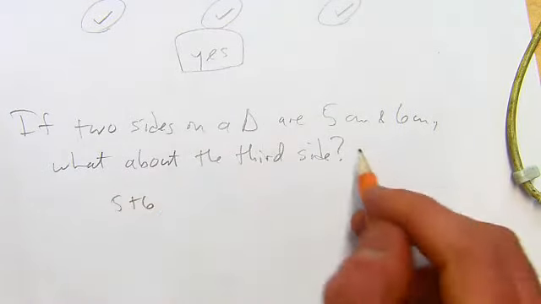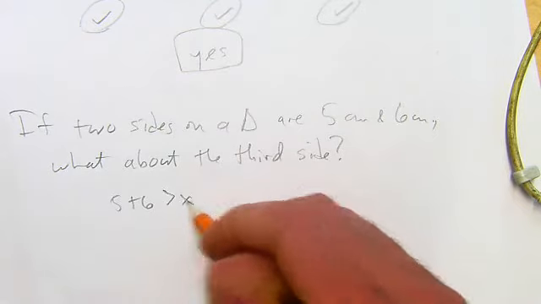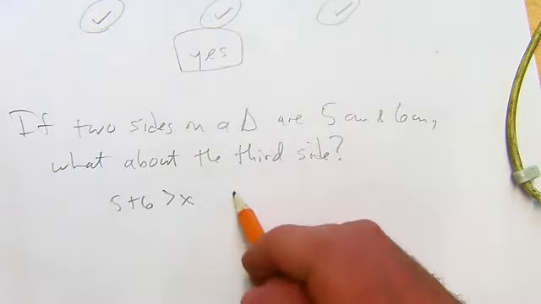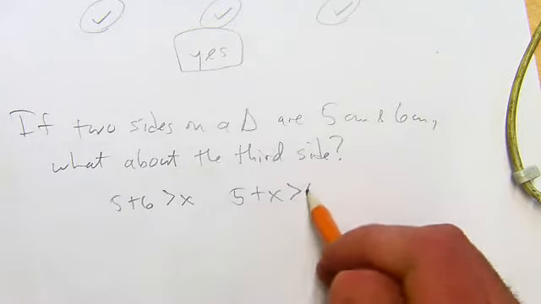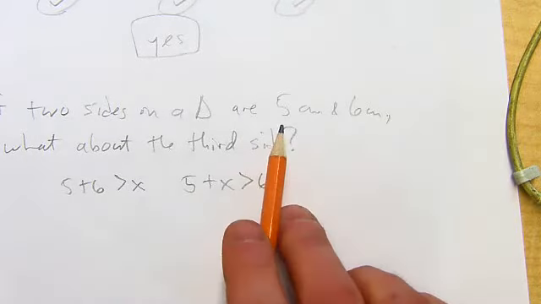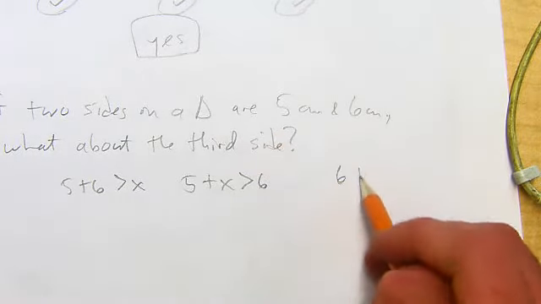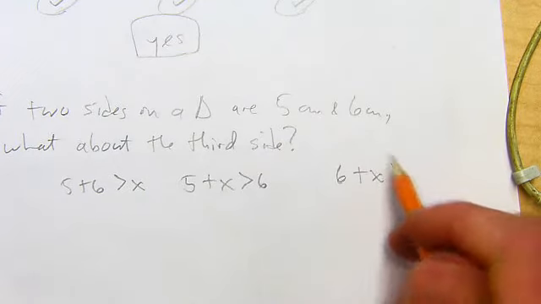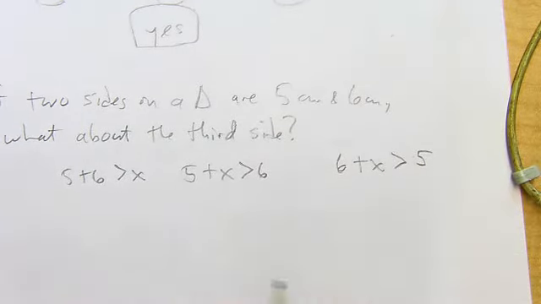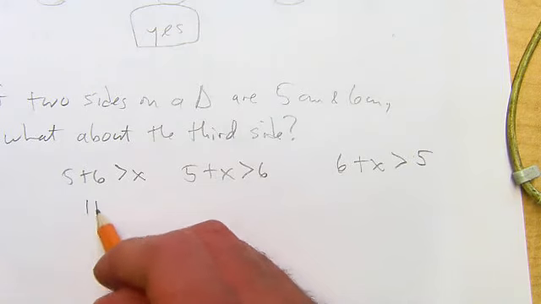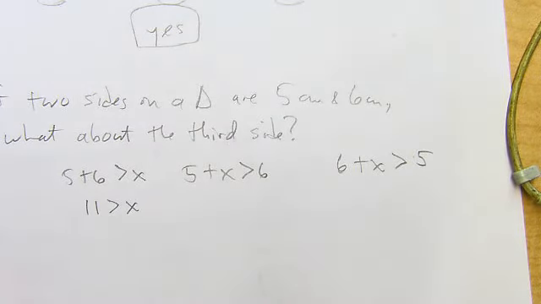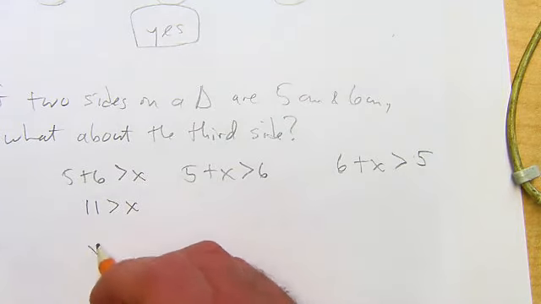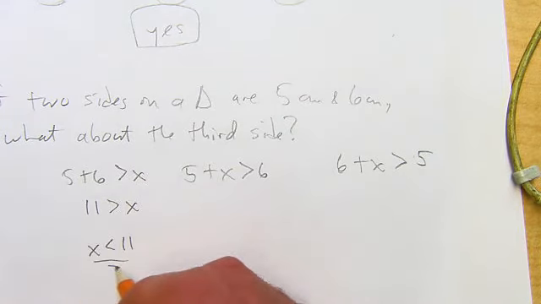So I'm just going to say if I have 5 plus 6, I know that has to be bigger than X. If I do 5 plus X, that has to be bigger than 6. Then I'll do the 6 plus the X. I know that has to be bigger than the third side, which is 5. So I need to just solve all of these. 11 greater than X. You might want to flip-flop that. That's really saying X is less than 11, right?